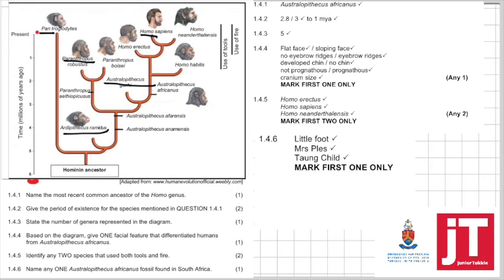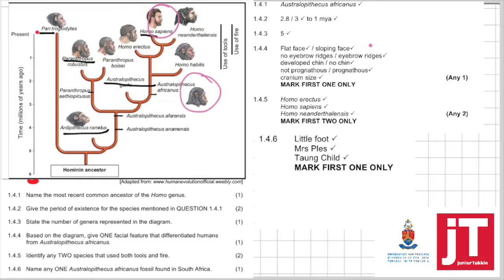1.4.4. Based on the diagram, give one facial feature that differentiates humans from Australopithecus africanus. So you have to look at the humans and at the Australopithecus africanus and give one facial feature, and you have to look at the diagram. You can see humans have flat faces, while Australopithecus africanus have sloping faces.